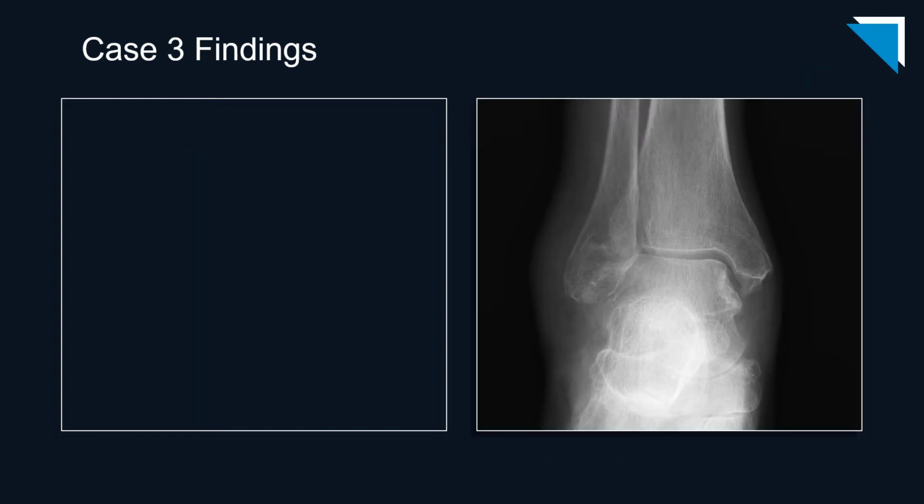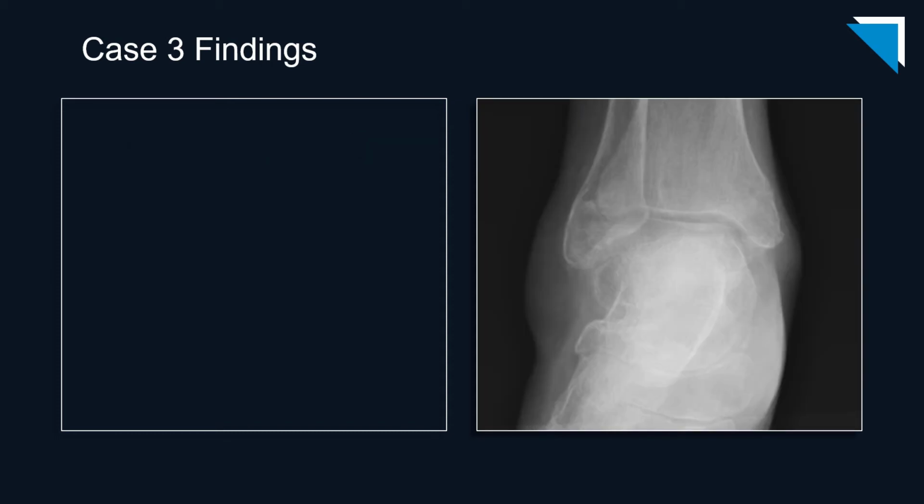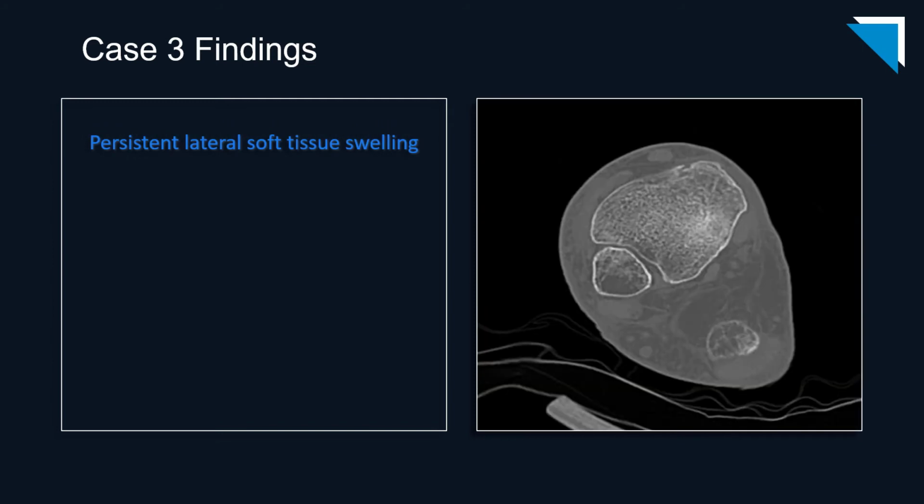So reviewing our findings, here again is the initial plain radiograph, and I think you can all appreciate the prominent lateral soft tissue swelling, which persists on the follow-up plain radiographs taken at the second visit. And while the soft tissue swelling was more prominent laterally, the major finding is actually on the medial aspect of the ankle at the medial malleolus. There is a subtle non-displaced fracture of the medial malleolus in the sagittal oblique plane.